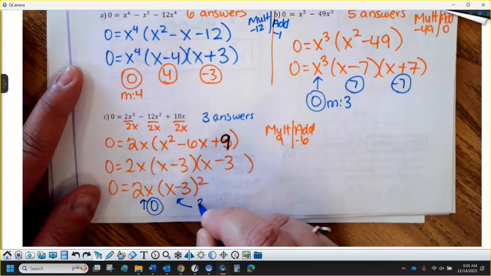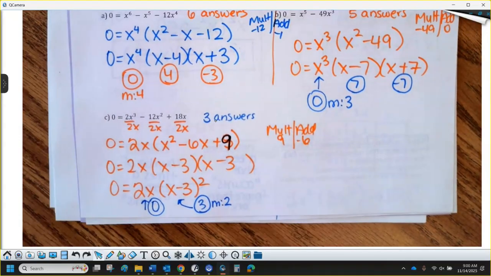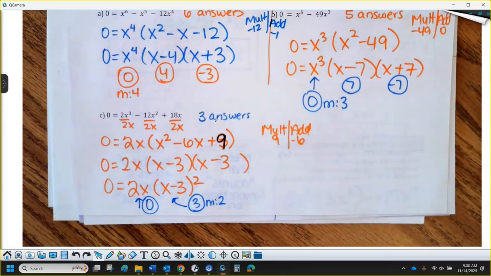However, the 3 that I'm going to plug into x minus 3 has the exponent, because we wrote that twice. I just squished that together, but it just means it has a multiplicity of 2, so that counts as 2. So I've got 2 here, then there's 1 from the 0, and I have all 3 of my answers. Is anybody having a question?